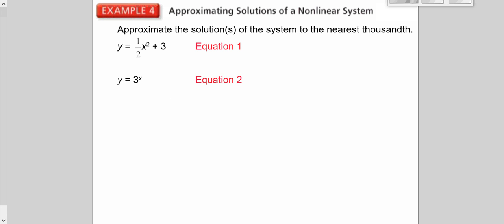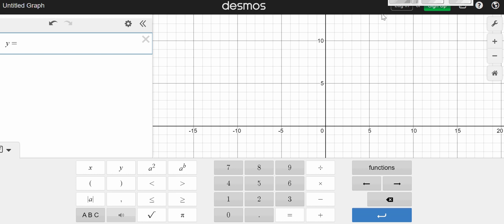Approximate solutions of the system to the nearest thousandth. Look at this equation, 3 to the x power. We are not going to do this one algebraically. So let's go to Desmos, write these equations down. And then go to Desmos. Graph it, find your points of intersection, and notice we're looking for the nearest thousandths place.